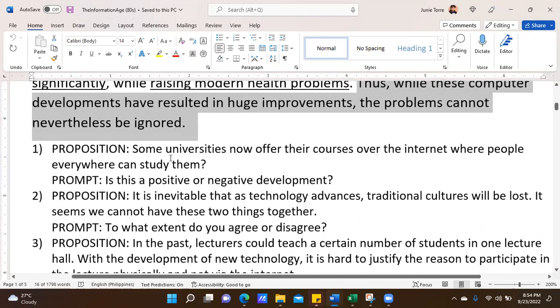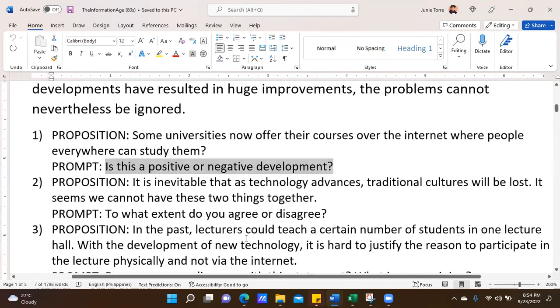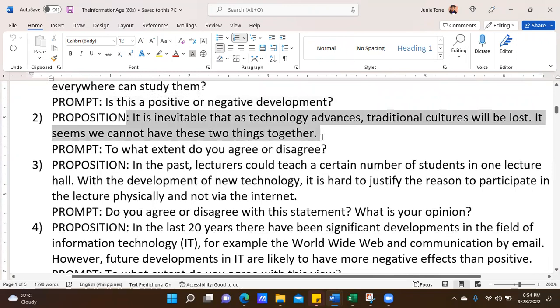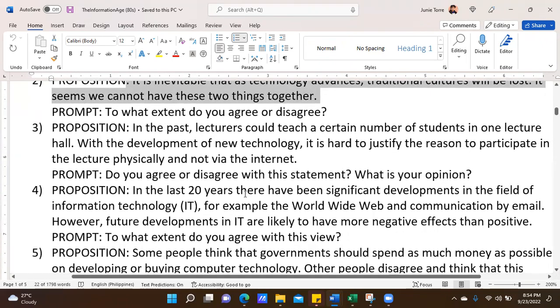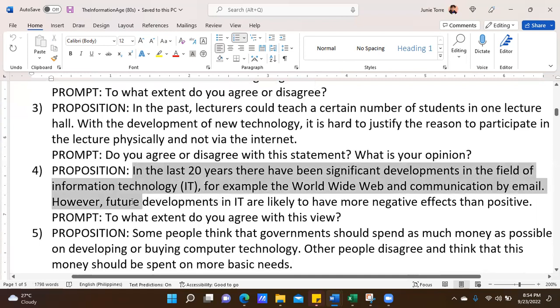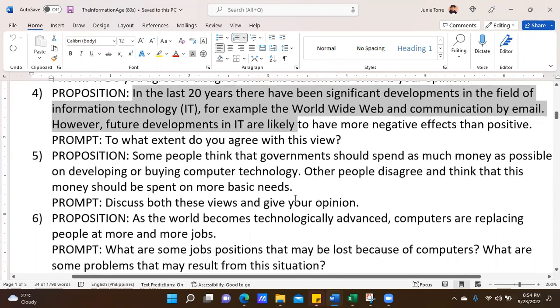And some universities now offer their courses over the internet. Is this a positive or negative development? It is inevitable that as technology advances, traditional cultures will be lost. It seems we cannot have these two together. In the last 20 years, there have been significant developments in the field of IT, for example, the World Wide Web and communication by email. However, future developments are likely to have more negative effects than positive.